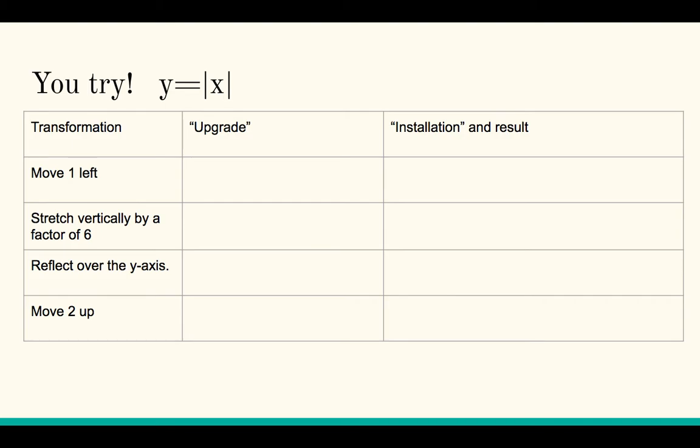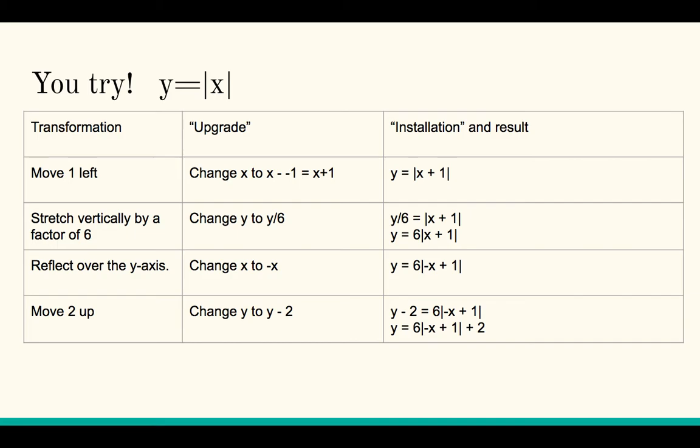Welcome back. Let's see how you did. Here you go. Moving 1 to the left would be subtracting a -1, so I put in x plus 1. Stretching vertically by 6 means dividing by 6, so I divide by 6 and then solve for y. Reflect over the y-axis is a change to x. Changing x to -x, I get -x in x's spot. And moving 2 up means subtracting 2 to find distance, and so then I solve for y and add 2. So the final transformed function was y equals 6 times the absolute value of -x plus 1, all plus 2.